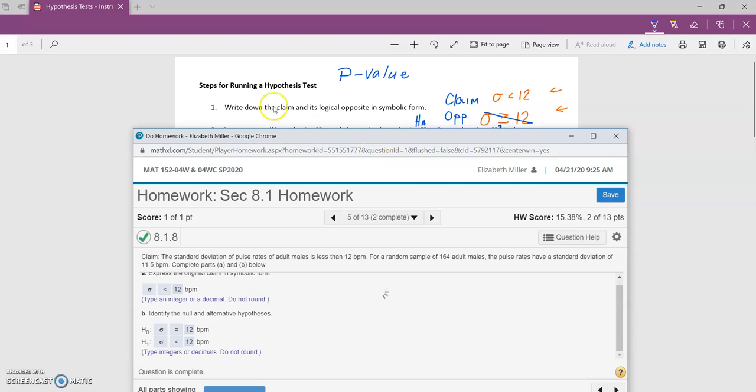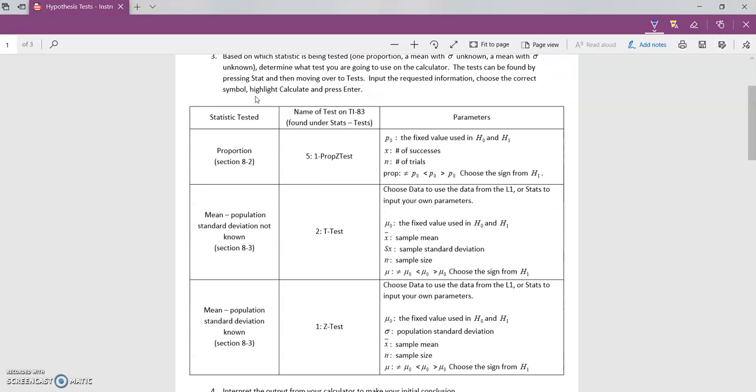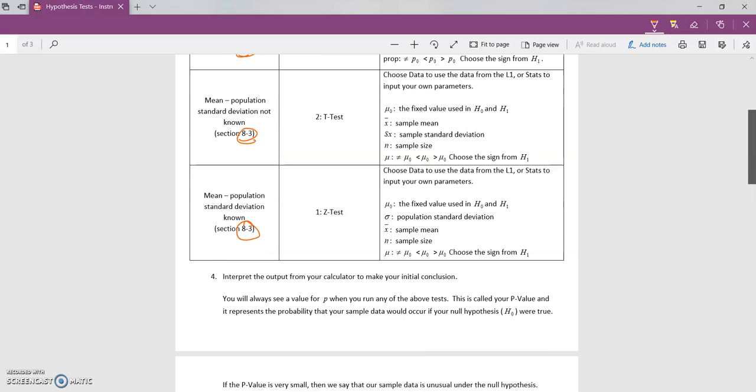All right, so that's writing your null and alternative hypothesis. After you write your hypotheses, you'll be testing them using the data that the problem gives you and using your calculator. But this doesn't come in until section 8.2 and section 8.3, so I'm going to deal with this in another video. This part you won't need for section 8.1.